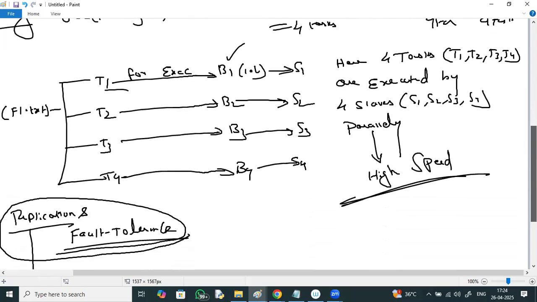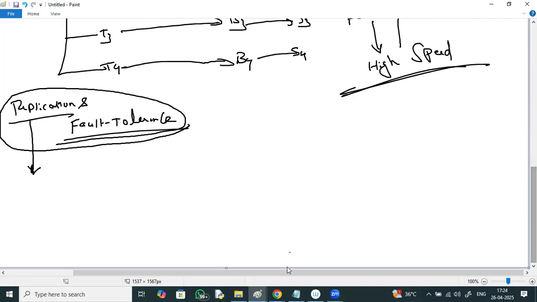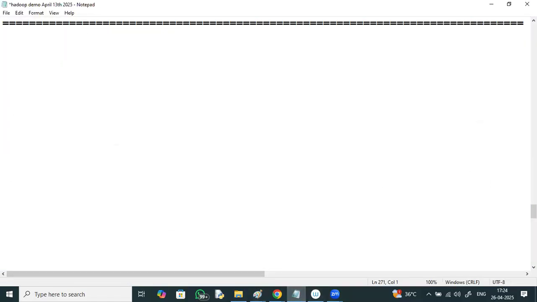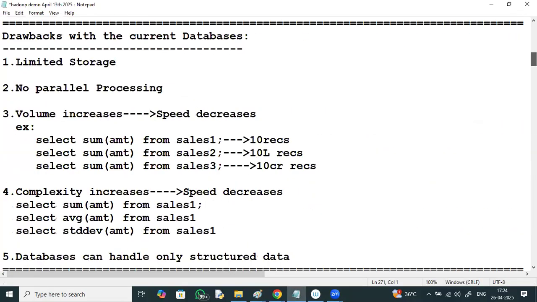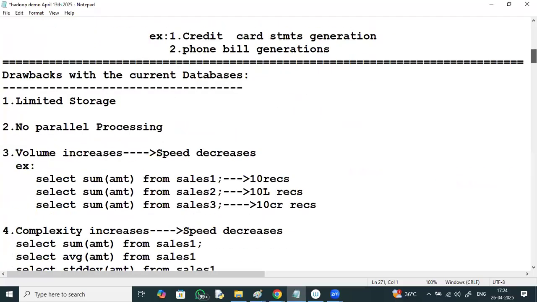Okay, more on this I'll be discussing in the architectural part. Storage architecture, processing architecture I'm supposed to discuss. Storage architectural components and processing architectural components. So this is what I have discussed till now. I'll forward this entire thing. Hadoop is for batch processing, not for online.